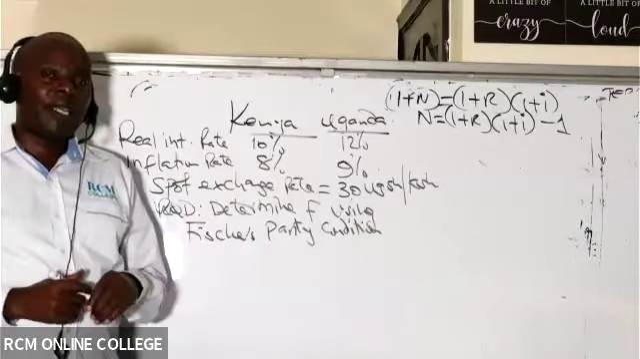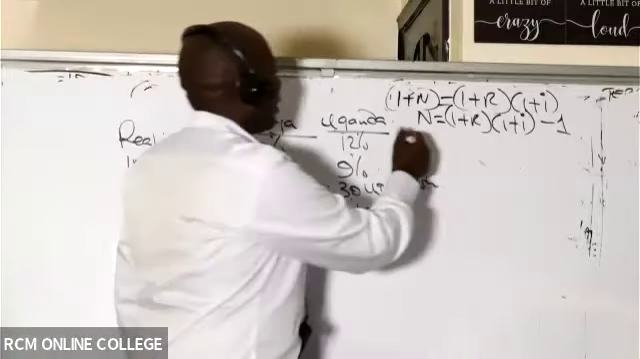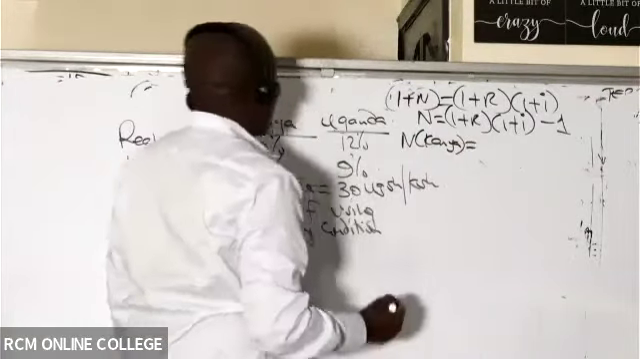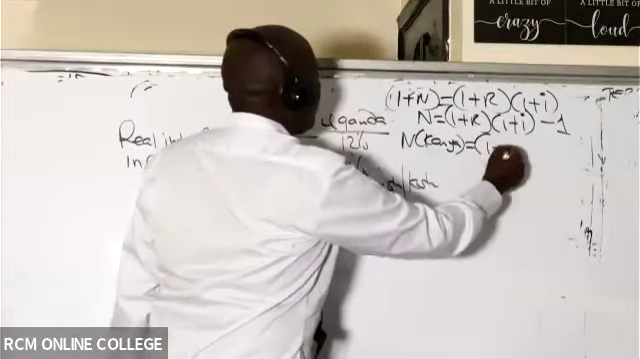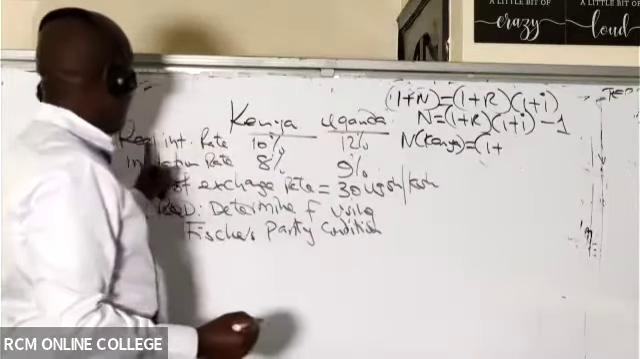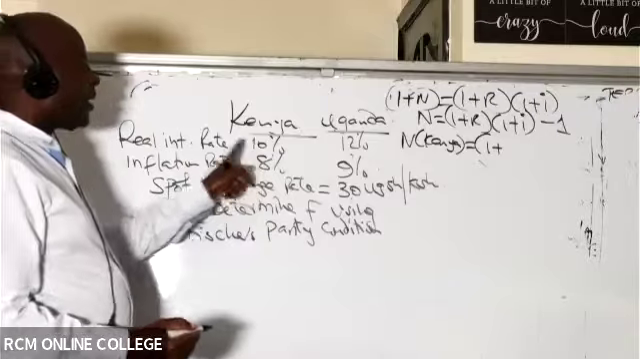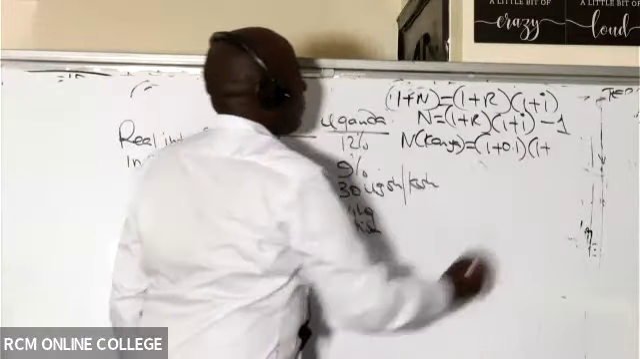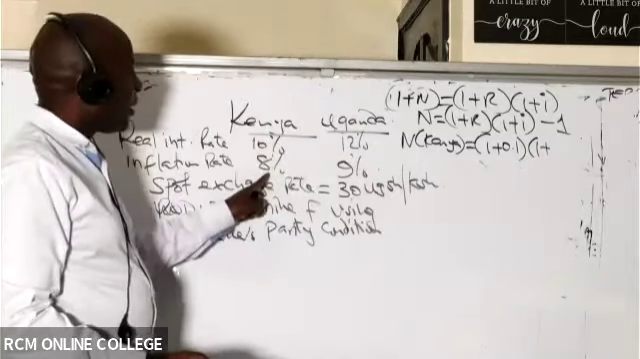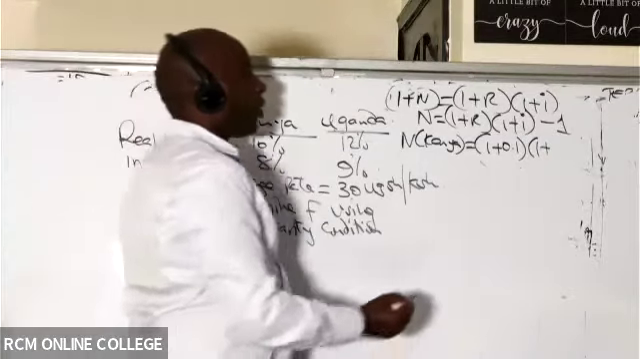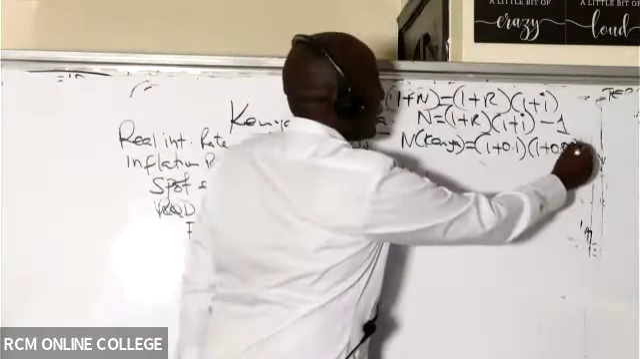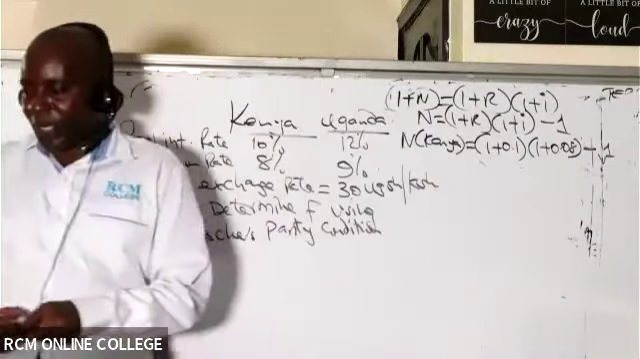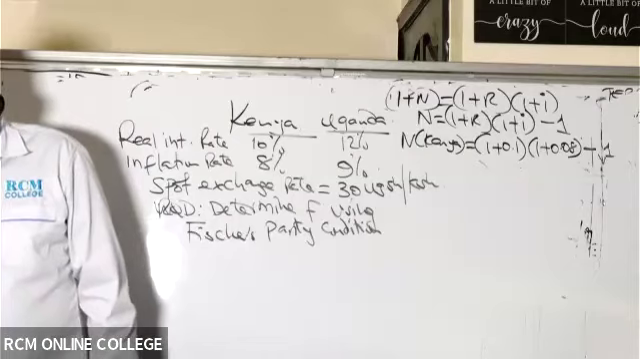Unaweza kweli? Hebu tuanze na nominal ya Kenya. Nominal ya Kenya. So itakuwa ni 1 plus R into 1 plus I. R, remember, R is the real. In Kenya, R is 0.1. R is 10%. Into 1 plus inflation in Kenya, 0.08. And then whatever we shall get, we shall subtract 1.